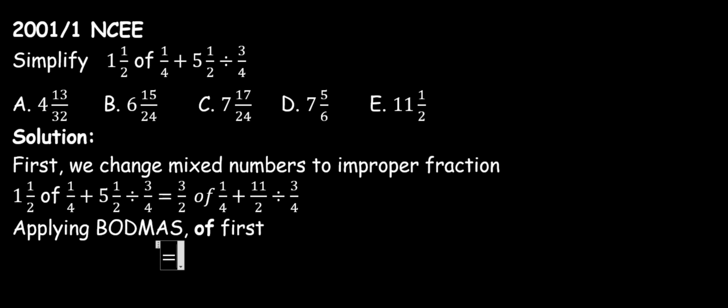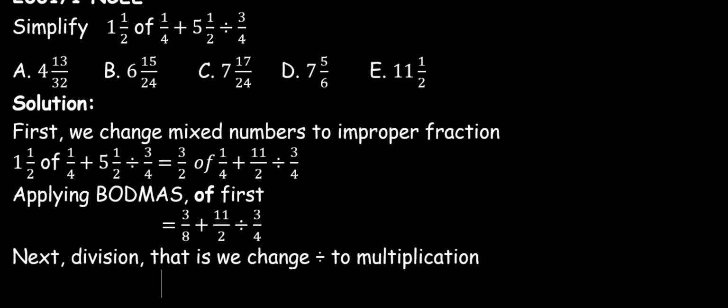So we must treat "of". In this case, we should know that "of" is the same thing as multiplication. And what that means is 3 over 2 times 1 over 4, and nothing will cancel out, so we have 3 over 8 plus 11 over 2 divided by 3 over 4. Next, division. That is, we change division to multiplication. And that will give us 3 over 8 plus 11 over 2 times 4 over 3.